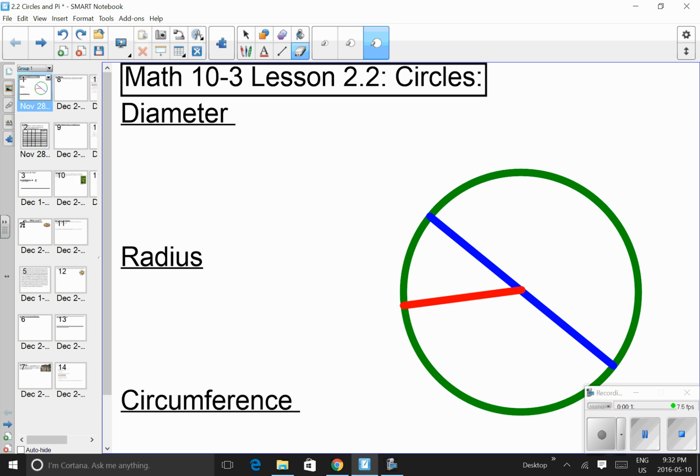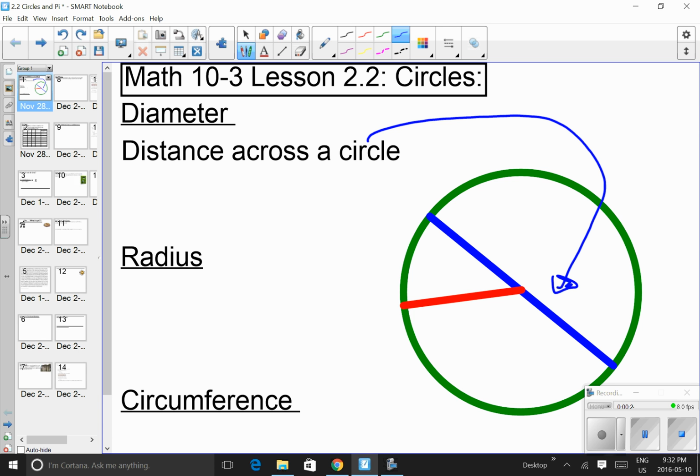The first one is diameter. What diameter is, is the distance across a circle. When I say the distance across a circle, I am talking about this blue line right here, all the way across a circle through the center.